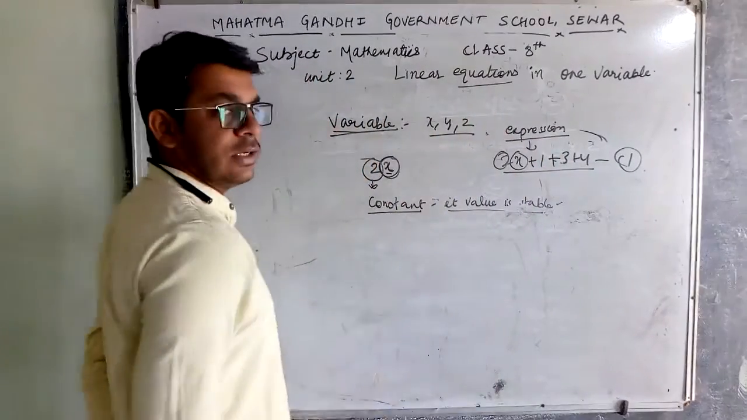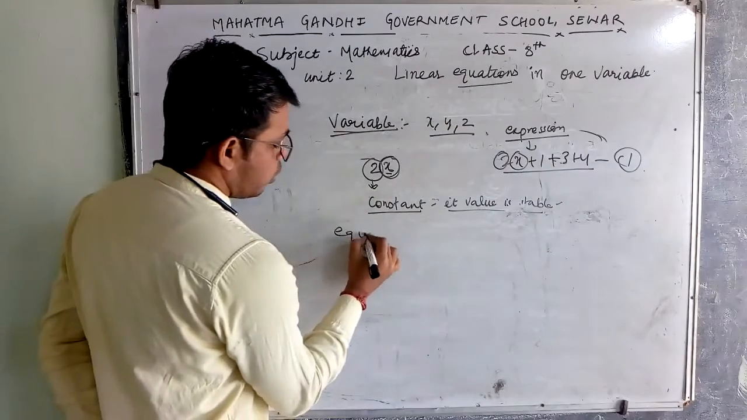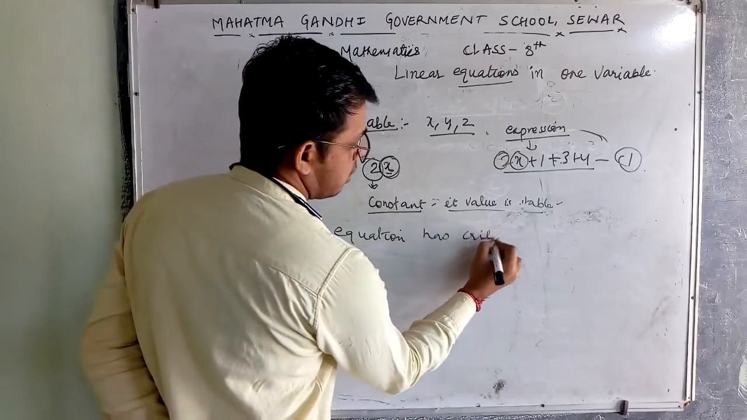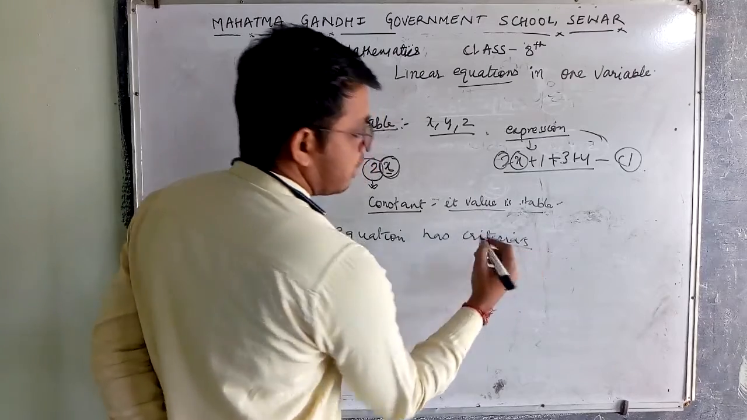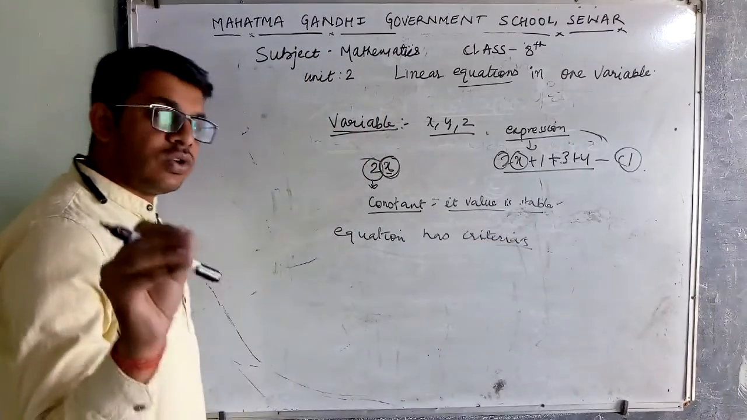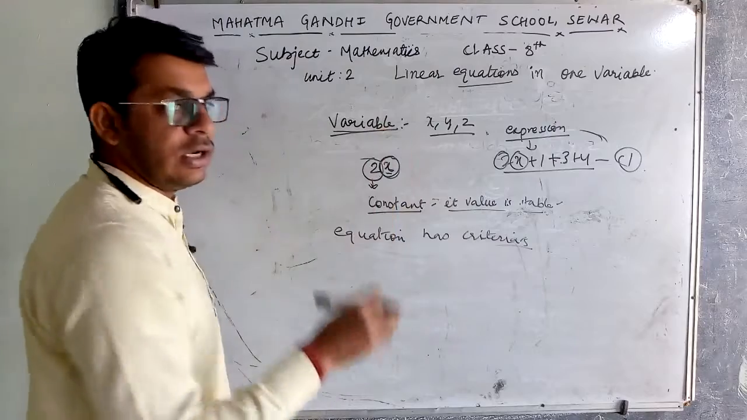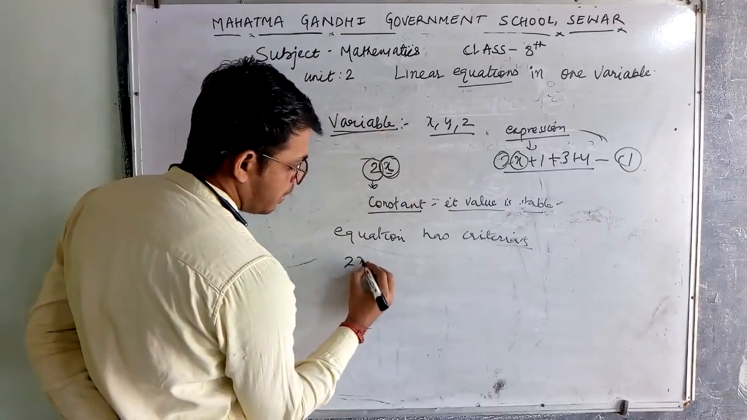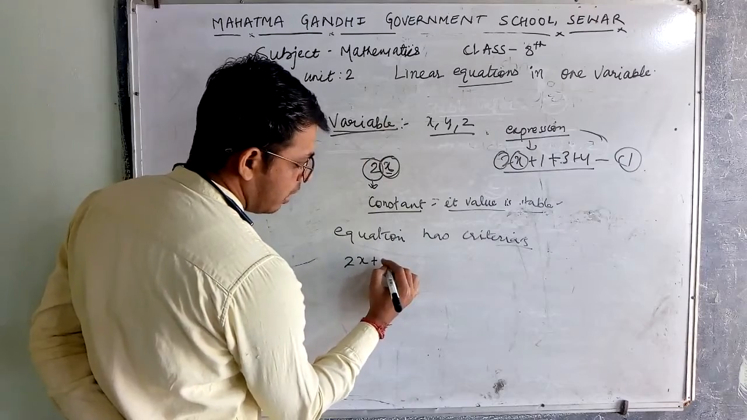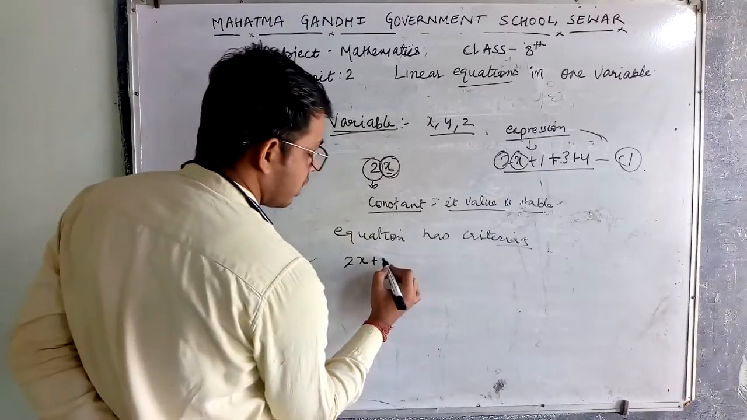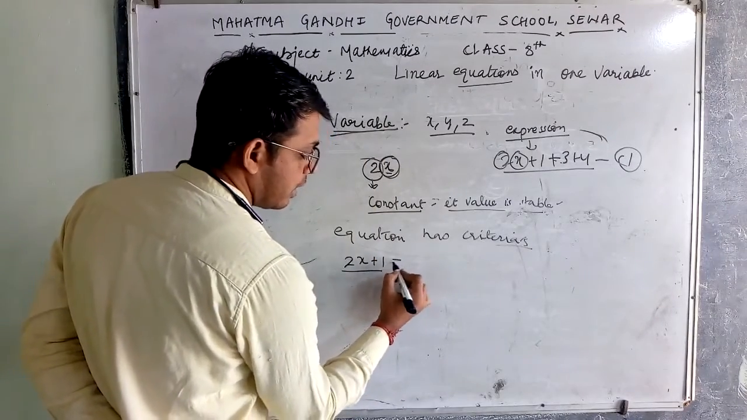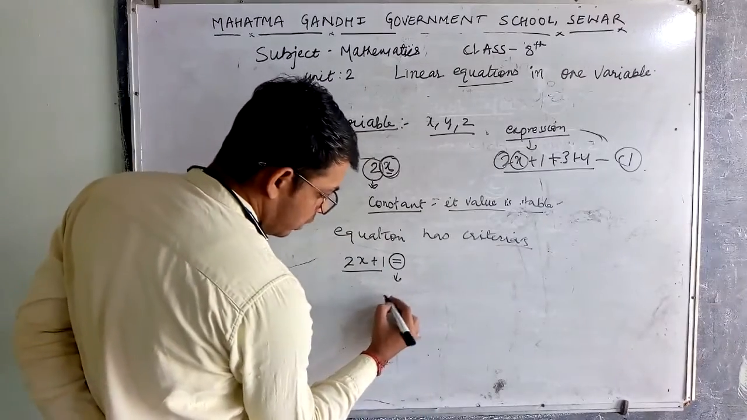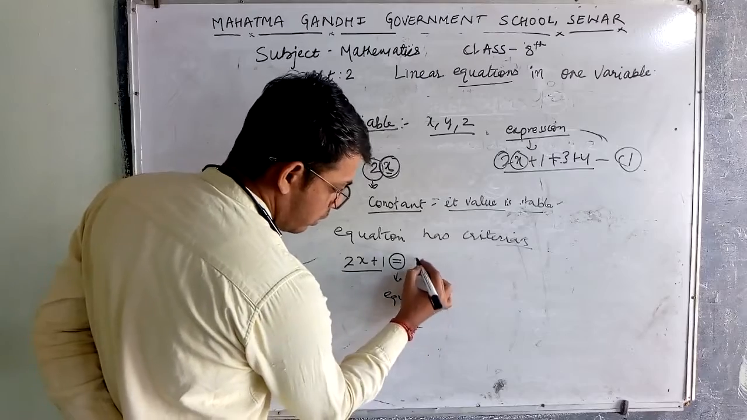What about an equation? An equation has two criteria. There are two criteria to define whether it's an equation or not. First of all, there should be a presence of variable and constant like this, and there should be a sign of equal to. This is the sign of equal to.